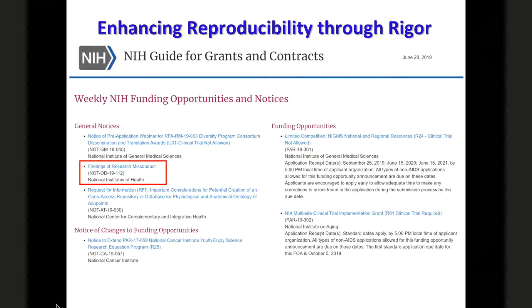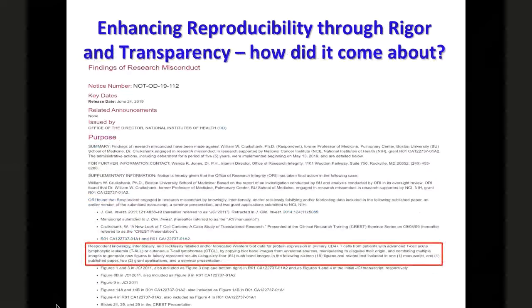And so what happens here is, they go into a lot of detail. I can't read it. Actually, I can read it from here. I got to take my glasses off. Let's see. Respondent knowingly, intentionally, recklessly falsified or fabricated Western blot data, blah, blah, blah. Falsely represented results using 64 different band images in 16 figures over all these papers.